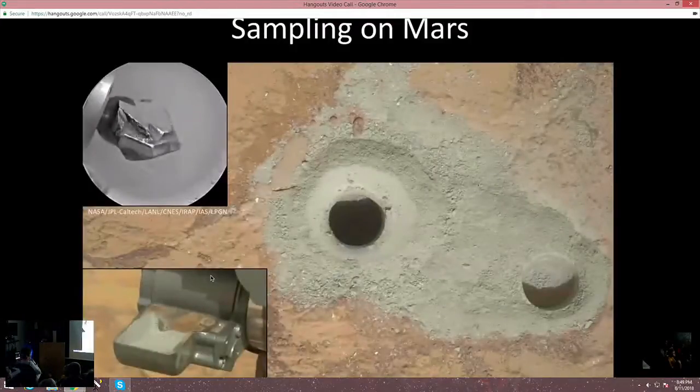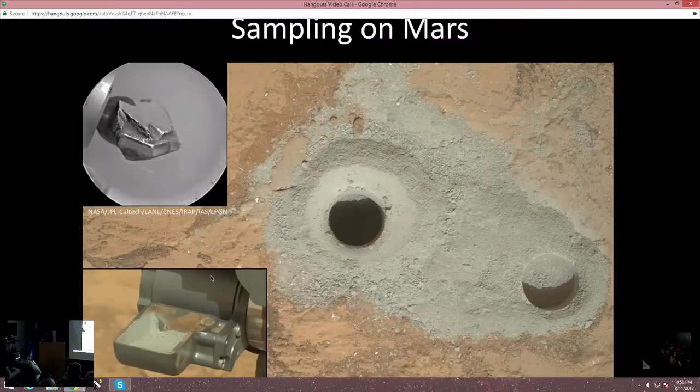Just to give you a better idea of what sampling on Mars actually looks like, these holes are about the size of a nickel, and they're about as deep as your index finger. So just about 2 inches deep or so, a little bit deeper than that. And all we're really after is just collecting this powder from the bottom of the hole.